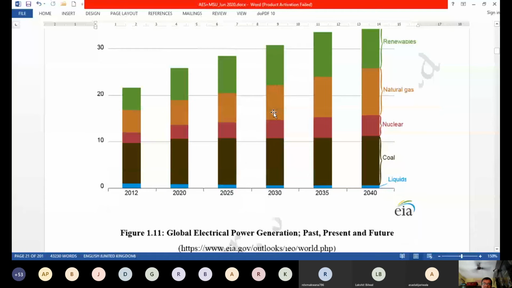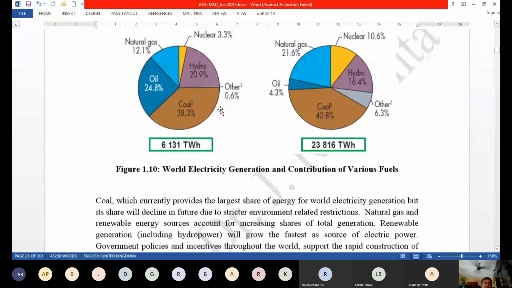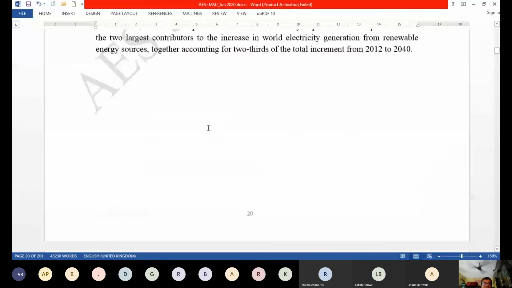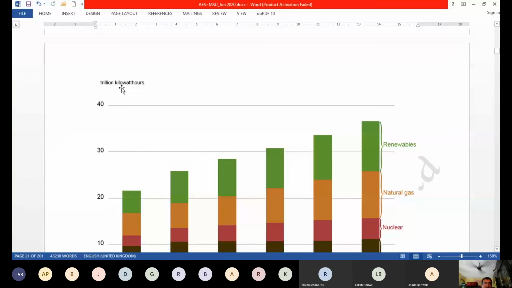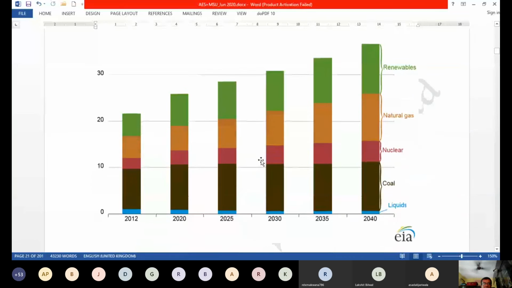Now the global electrical power generation. So this is the current scenario. Some of these columns will give you numbers very similar to this, but this is giving it in terawatt hour, right? So tera is 10 raised to 12, and this is giving you trillion kilowatt hours, right? So this is basically a column chart, and this is also giving you probable future scenario because it is mentioning 2025, 30, 35, 40, right?